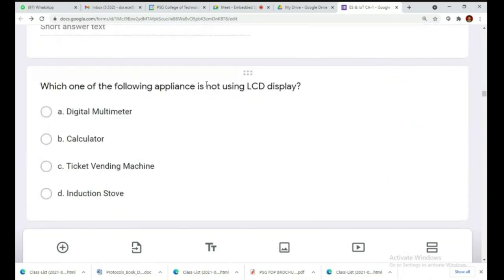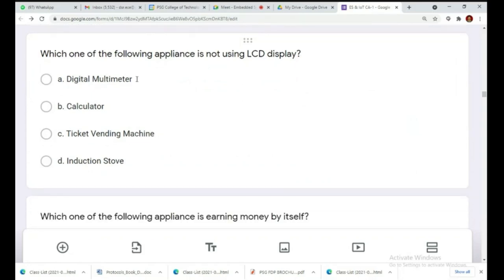Which one of the following applications is not using an LCD display? Digital multimeter. Yes, it uses only LCD display, because all the battery operated devices use LCD. Why? Because it consumes very little power. So a digital multimeter is a battery operated device, hence it uses LCD. A calculator is a battery operated device, hence it uses LCD, all of us know. Ticket vending machine, all the conductors are hanging that around their neck. That is also using LCD, it's very new.